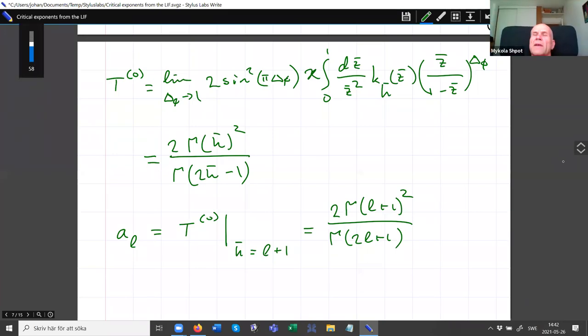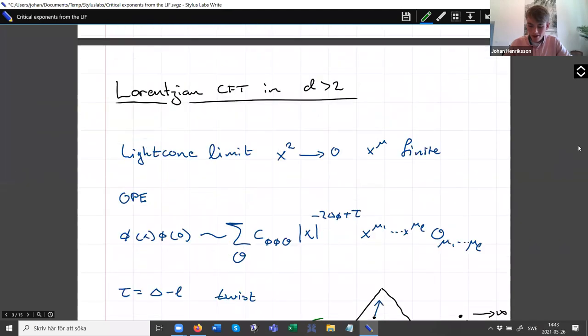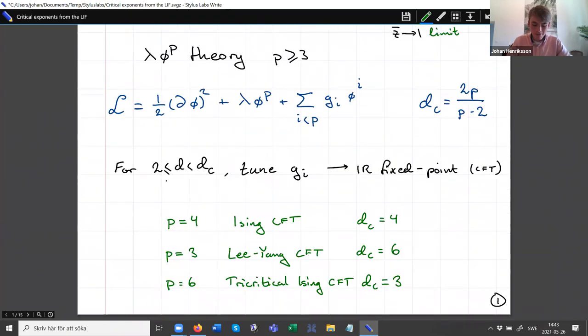You said at the very beginning that the lower bound for D is 2. It is okay for phi to the fourth theory. And what about the others? It's really always 2? Okay, I made this statement you're referring to. Maybe there are subtle things about exactly how you define these other theories, but the higher theories, for even P, should connect to the unitary minimal models. So it should work down to 2. The odd powers, the Lee-Yang, you should also be able to continue down to 2 dimensions. The important part for this is that I work in an epsilon expansion near the upper critical dimension. Yes, thanks.